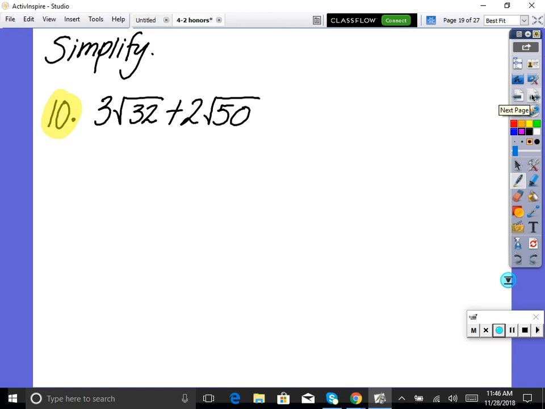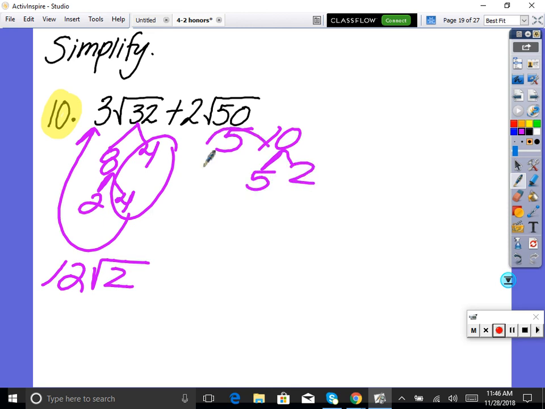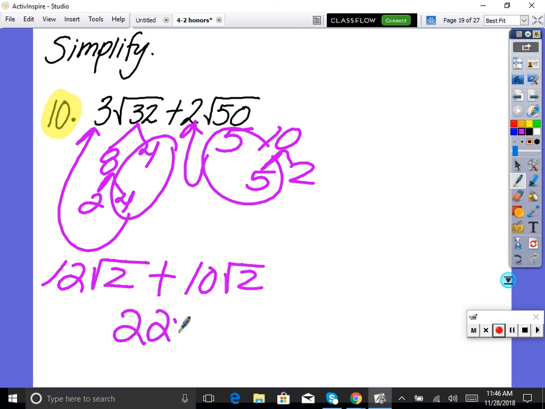It says simplify. Well, we can't add them unless they're like radicals, but we don't know unless we have simplified radicals. So I'm going to pull out a 4, times it to that 3, so that's 12 root 2s. Then 50 is 5 and 10, 5 and 2. So we'll pull out a 5, but we got to multiply to that 2. That's one of the most missed things on the test, is people don't put the 2 in front. Times 2, you're there 5. So isn't that 10 root 2s? So then 12 apples plus 10 apples is 22 apples, correct? So 22 root 2s. The apple doesn't change.